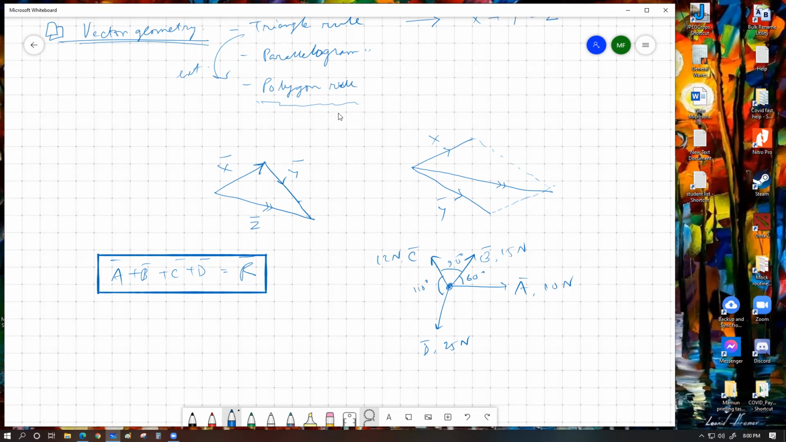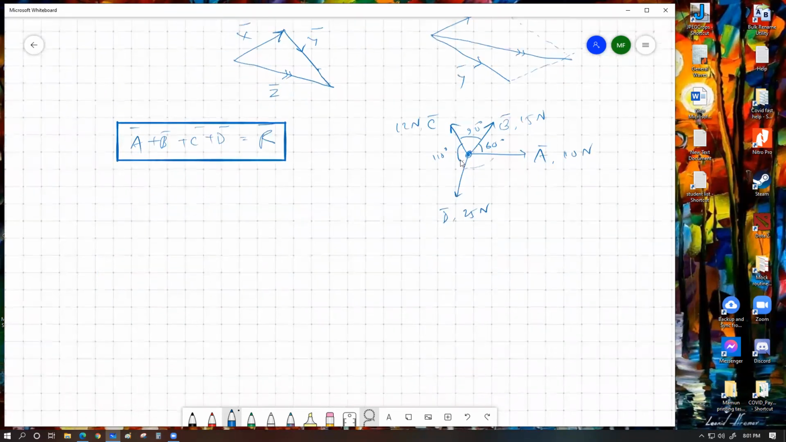So 150 plus 110 gives you 270 degrees. So the remaining is up over here, whatever that is from the 360 degree calculation. Now you can very easily place these 4 vectors in a polygon, one after another, in the same way the triangle rule works. So how can we do that?